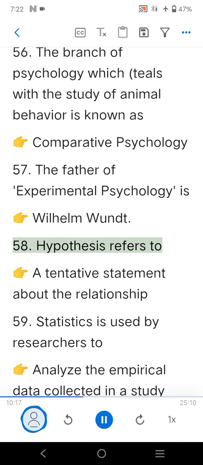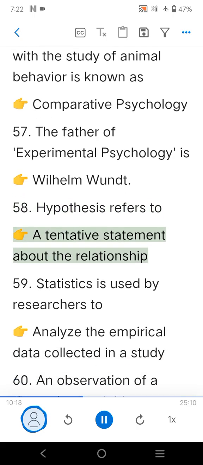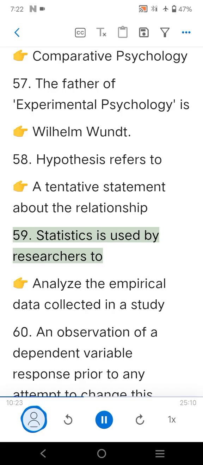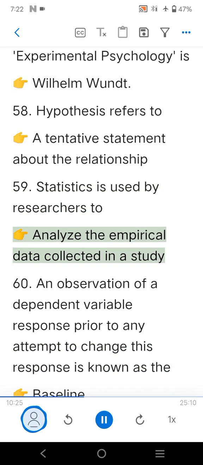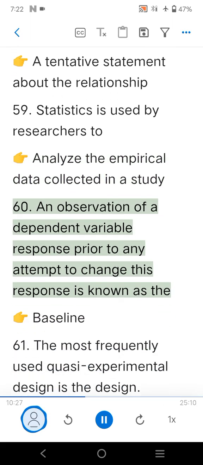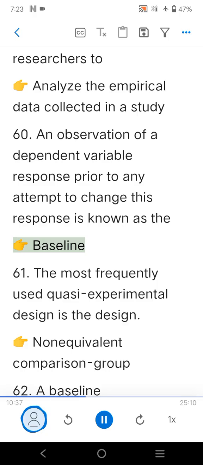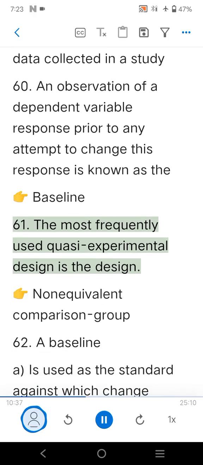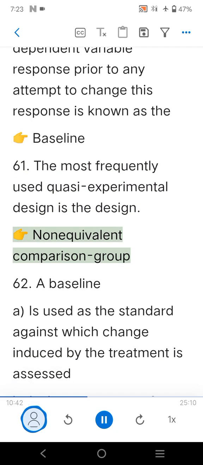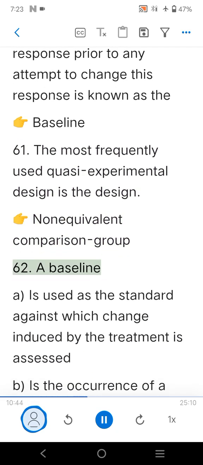58. Hypothesis refers to a tentative statement about the relationship. 59. Statistics is used by researchers to analyze the empirical data collected in a study. 60. An observation of a dependent variable response prior to any attempt to change this response is known as the baseline. 61. The most frequently used quasi-experimental design is the non-equivalent comparison group design.